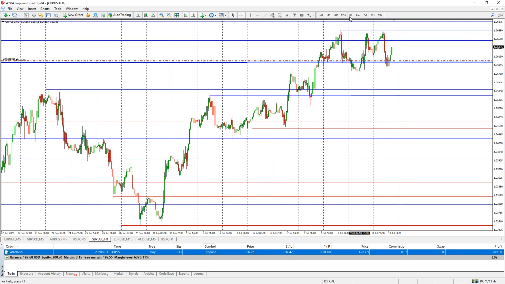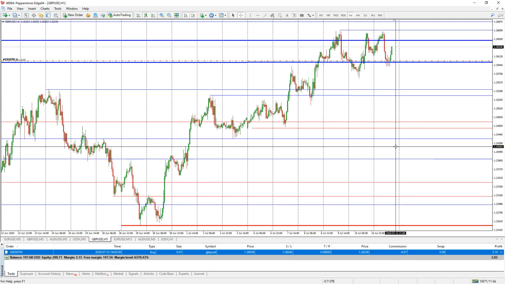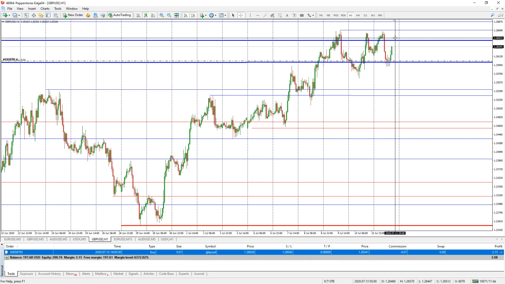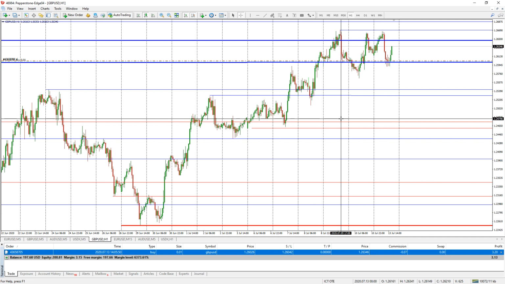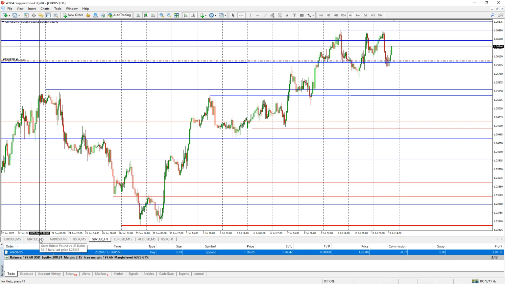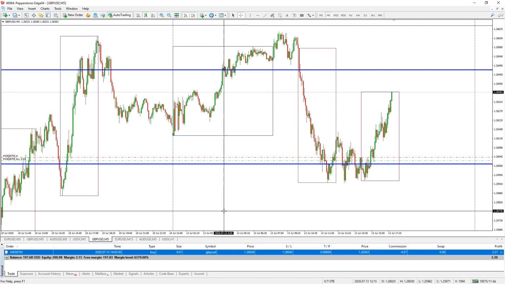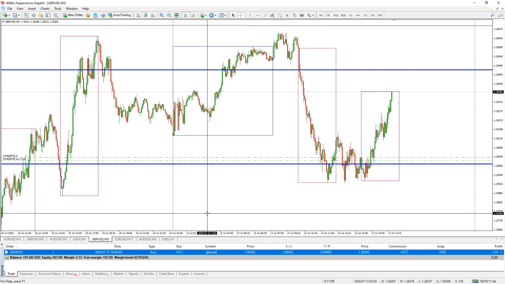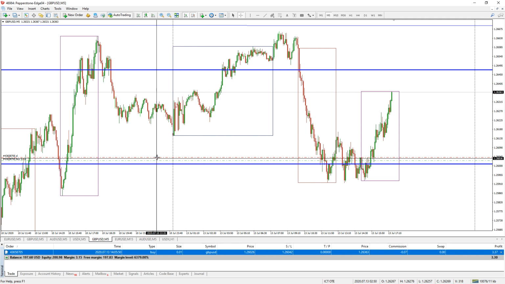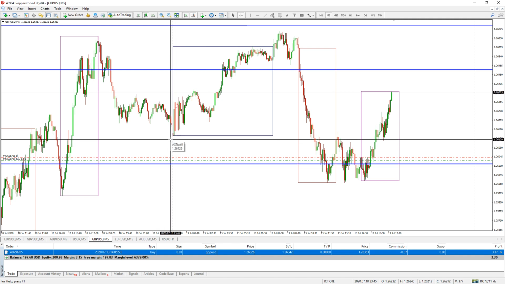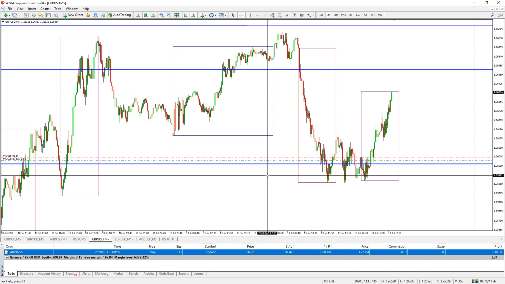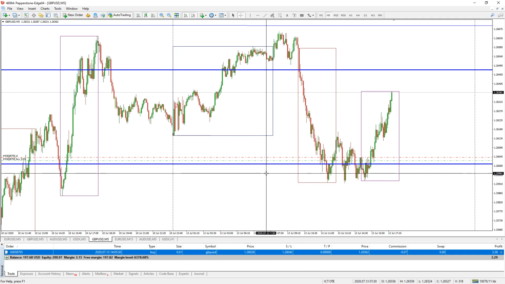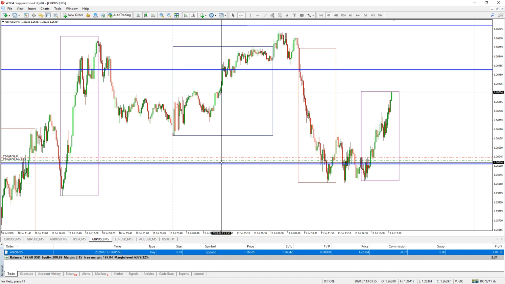Same thing on the Pound USD. We also see it breaking all the blue lines, meaning seeking liquidity on top. Let's take a look at what happened during the day. This one is a little bit different analysis. If you were to study the charts for some of these pairs, and mainly I only study a few of them, the Euro, the Pound, and the Aussie.